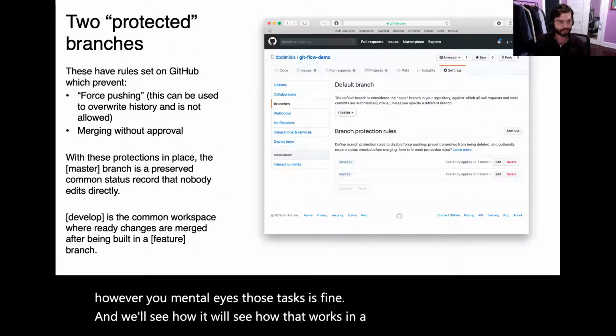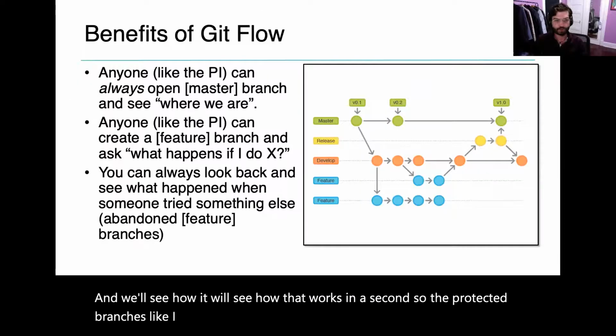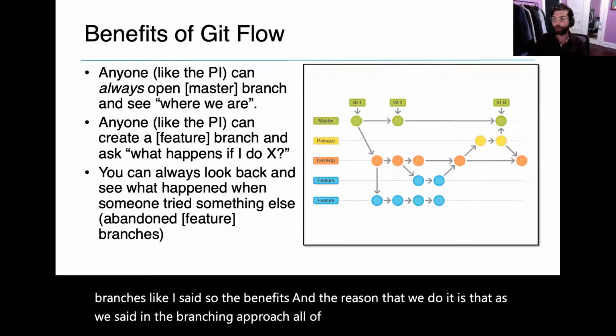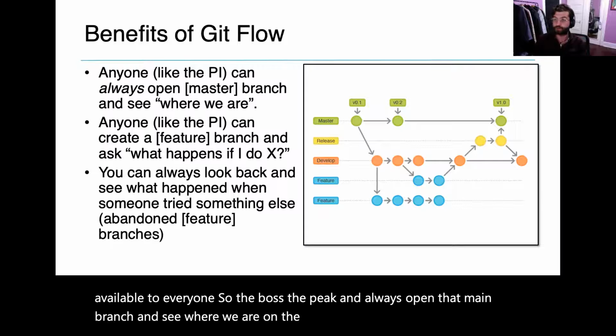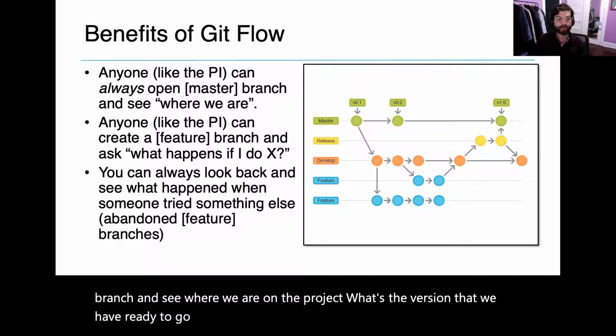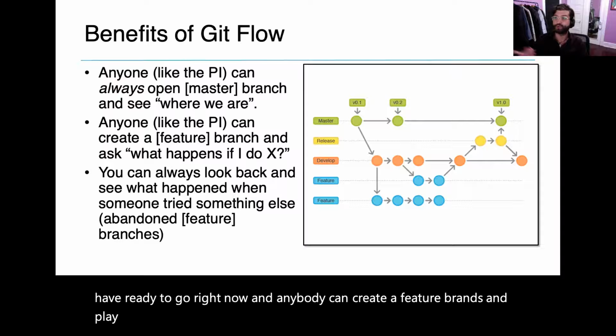So the protected branches, like I said, the benefits and the reason that we do it is that, as we said in the branching approach, all of these moments are always available to everyone. So the boss, the PI, can always open that main branch and see where we are on the project, what's the version that we have ready to go right now. And anybody can create a feature branch and play around without committing it to the development or the main branches.